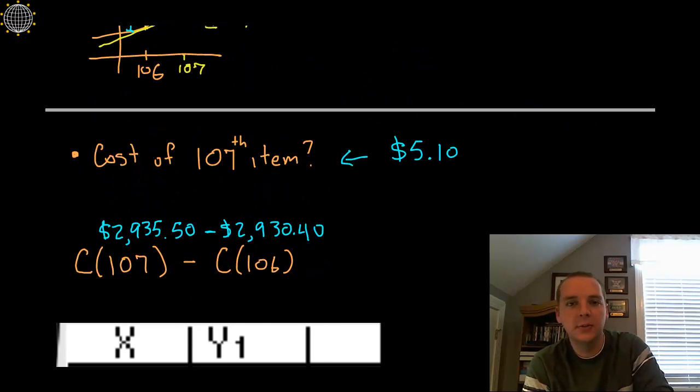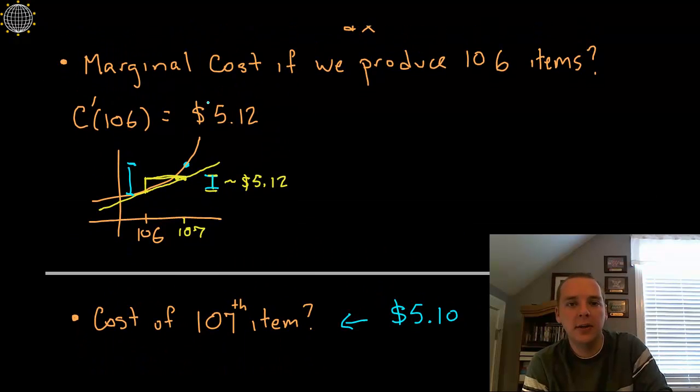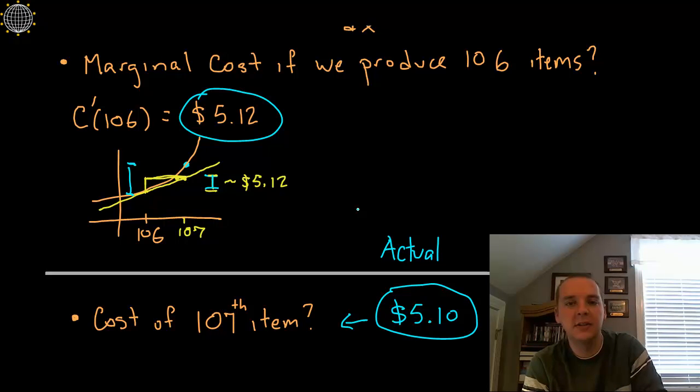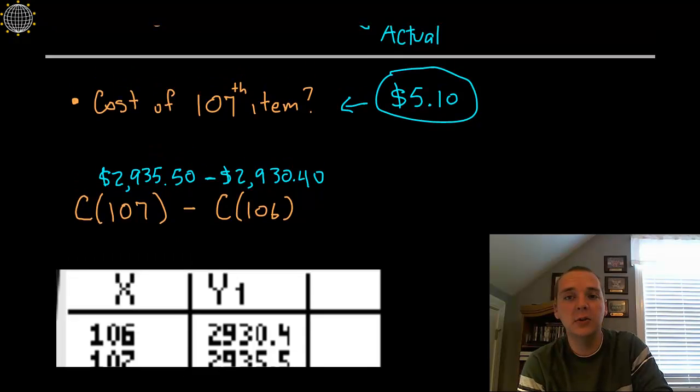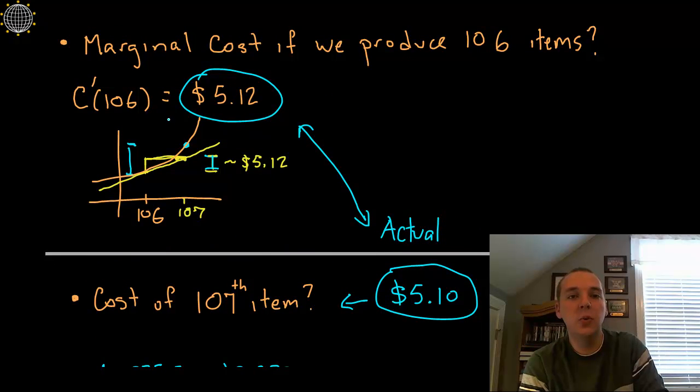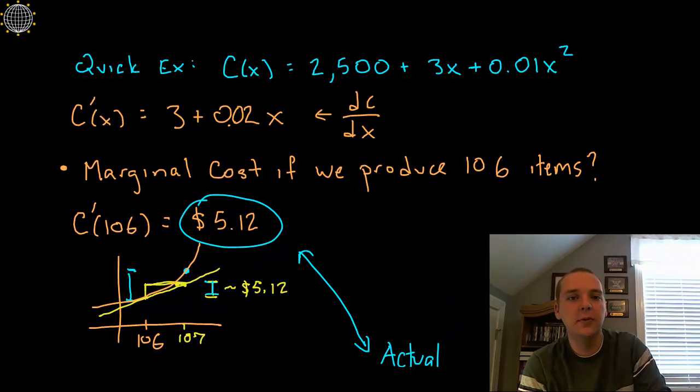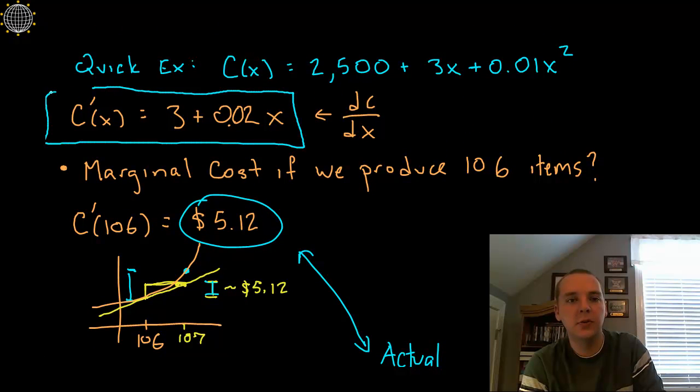But check this out. This is pretty cool. The marginal cost gave us $5.12. The actual cost was $5.10. These are always very, very close to one another. This is why calculus is extremely helpful. If your cost function's nasty, you would not want to plug in 106 and 107 and 108 by hand. Heck, you can just use derivatives, and derivatives will quickly and easily approximate your additional cost of producing an extra item. And notice when you take the derivative, look how simple and small this marginal cost function was.